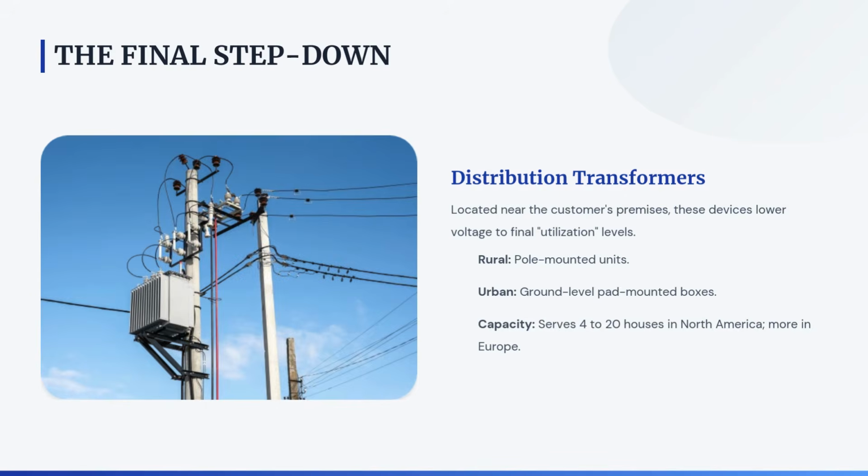Located very close to your home, distribution transformers perform the final step down to a low utilization voltage. You will see these as units mounted on poles or as pad-mounted boxes on the ground. In North America, one transformer typically serves a small group of 4 to 20 homes, whereas European transformers are often much larger, serving several hundred houses.